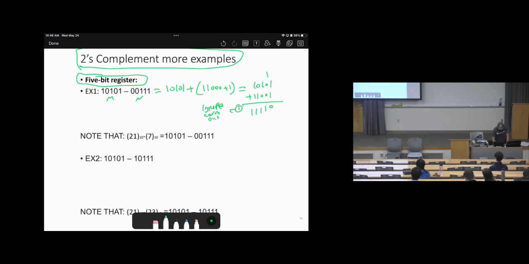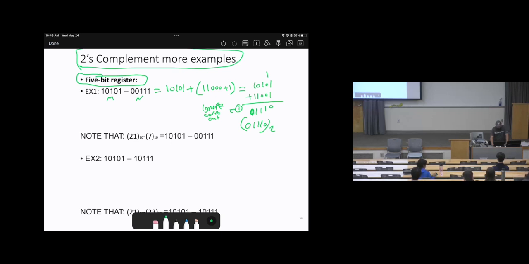So the final answer will be, I think 1 plus 1, this is 0. I apologize. The final answer will be 01110. Why is this 0? Because 1 plus 1 will be 10. I don't know why I put it. Okay? So this is the final answer.